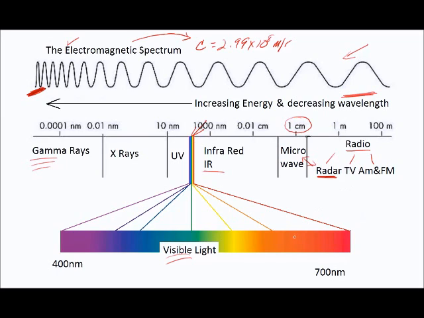Also remember that the visible light extends from red, orange, yellow, green, blue, indigo, and violet, and represents a continuum of wavelengths that your eyes are sensitive to. And the visible light is only a very small portion of that electromagnetic spectrum.